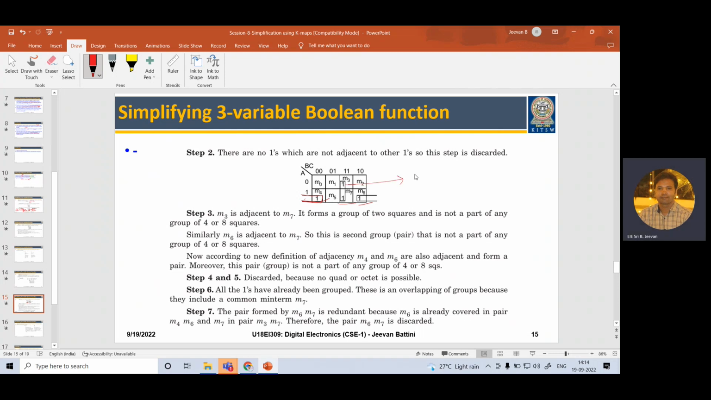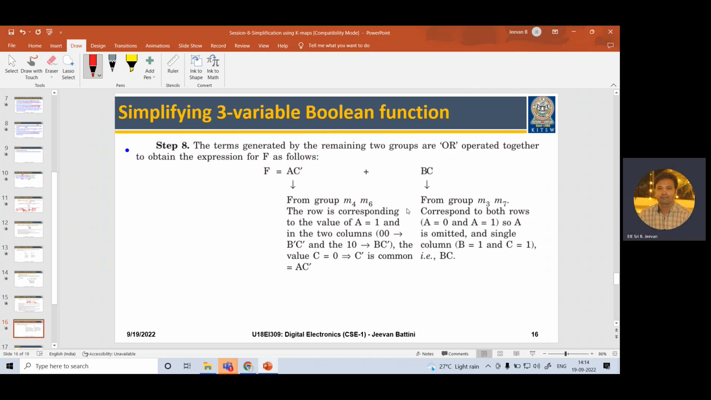What is the result? Common variables are B, C for this, and A, C bar is common for the other. That's it. All the ones are covered, so stop combining. So the final answer is A C bar plus B C.